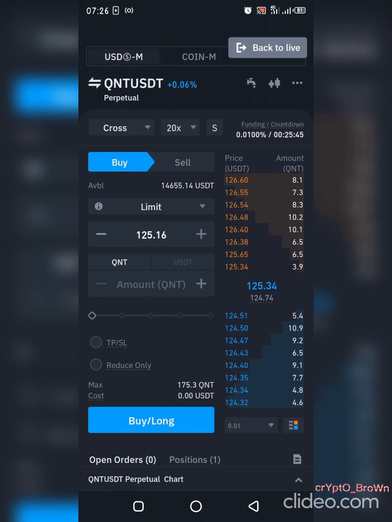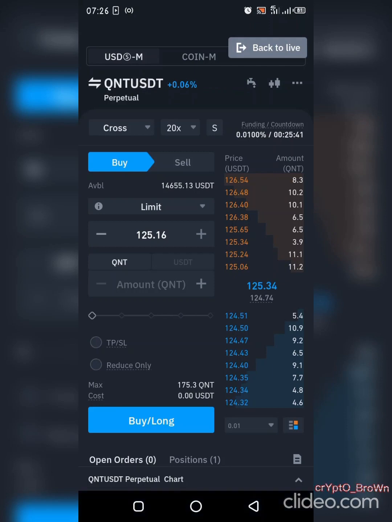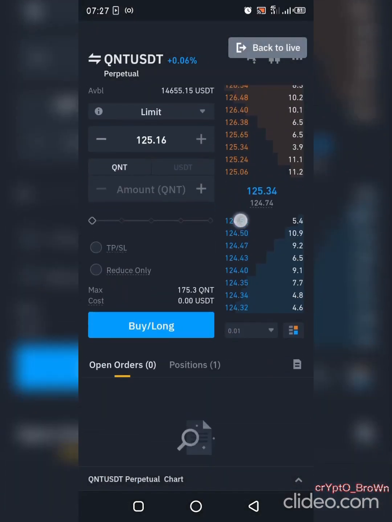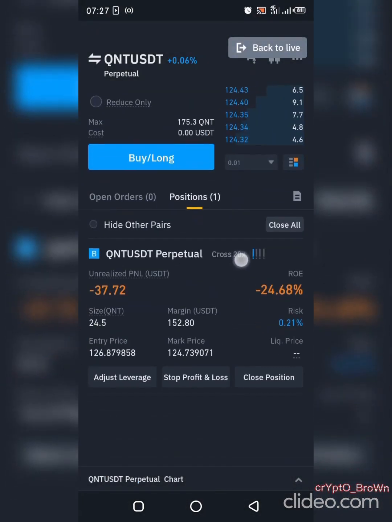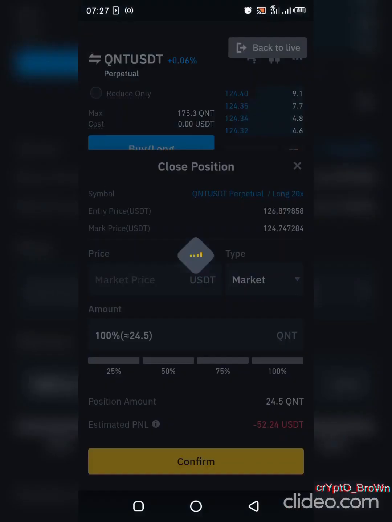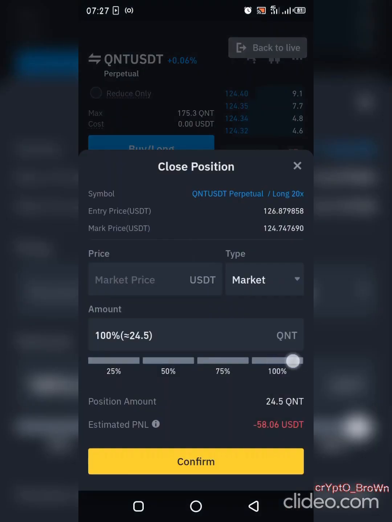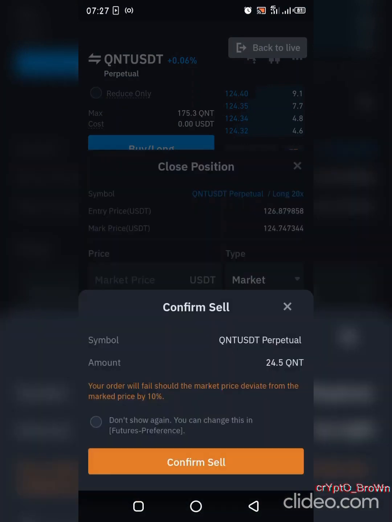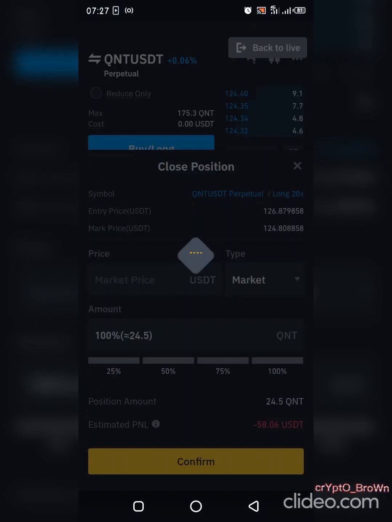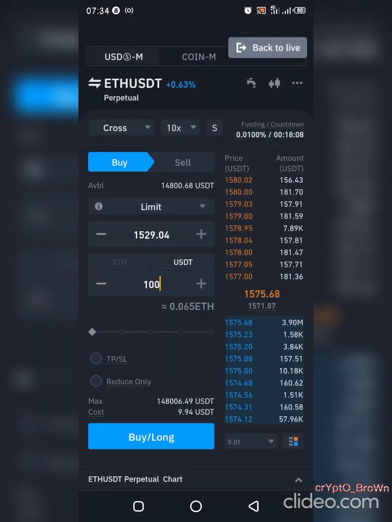Now, assuming you have been given a pair to trade, and the pair that you have been given is, let me close this position. 100% confirm, close the position, sell. So assuming your signal tells you to enter into the Ethereum USDT perpetual contract, the first thing that you're going to do is decide whether to use a cross or isolated margin mode.